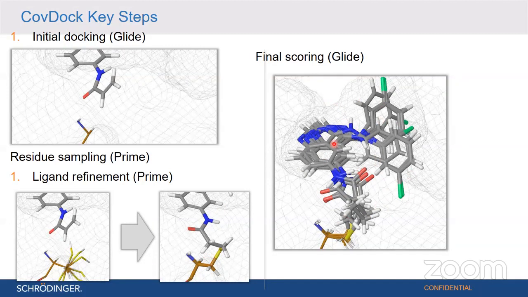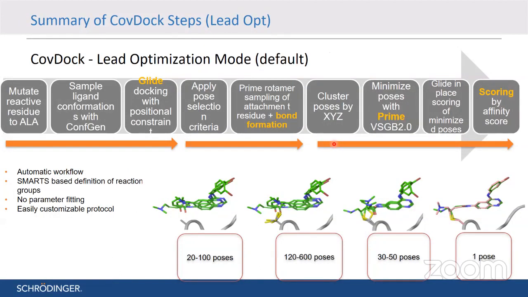So you don't end up in a single pose, you get different poses. In IFD also, you don't end up in a single pose, you have multiple poses to check for consistency. And this is the whole protocol, how it performs. It performs the mutation in the reactive residue, which we call ALA scanning. It performs the ligand conformation generation. Glide is done with positional constraint docking, because it has to form a covalent bond, right? So you cannot give a lot of space to explore. Then apply the post-selection criteria.